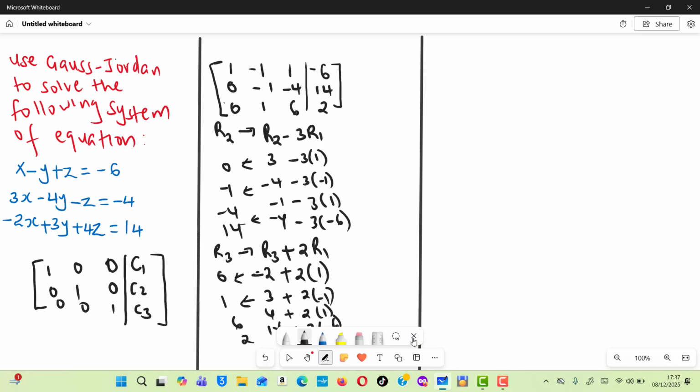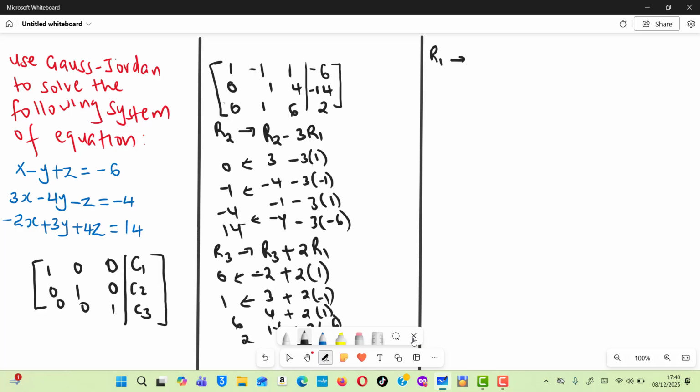Now, how do we achieve that? We multiply row 2 by negative 1. If you multiply row 2 by negative 1, you have negative 1 times 0, that is 0. Negative 1 times negative 1 is positive 1, so that negative will disappear. And then negative 1 times 4 gives us negative 4, and negative 1 times 14 gives us negative 14. So that's our new row. Then from here, we are going to do some changes again.